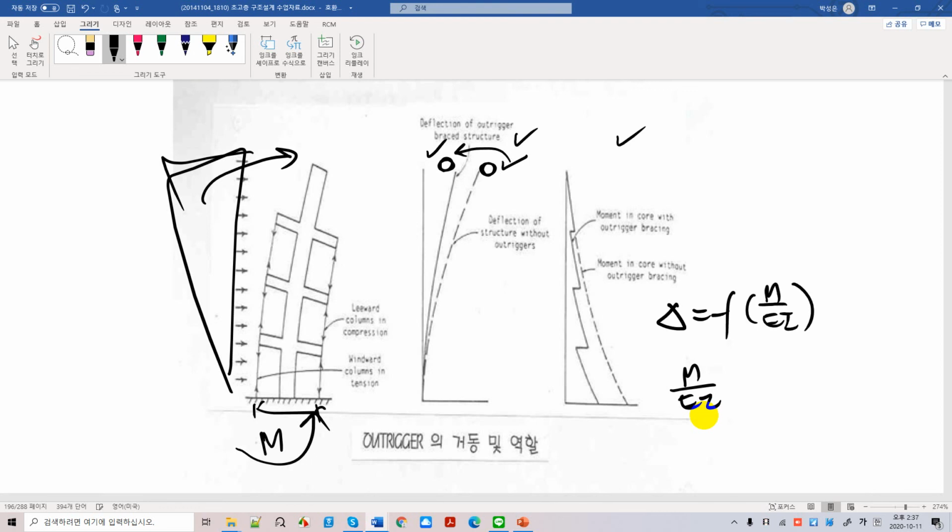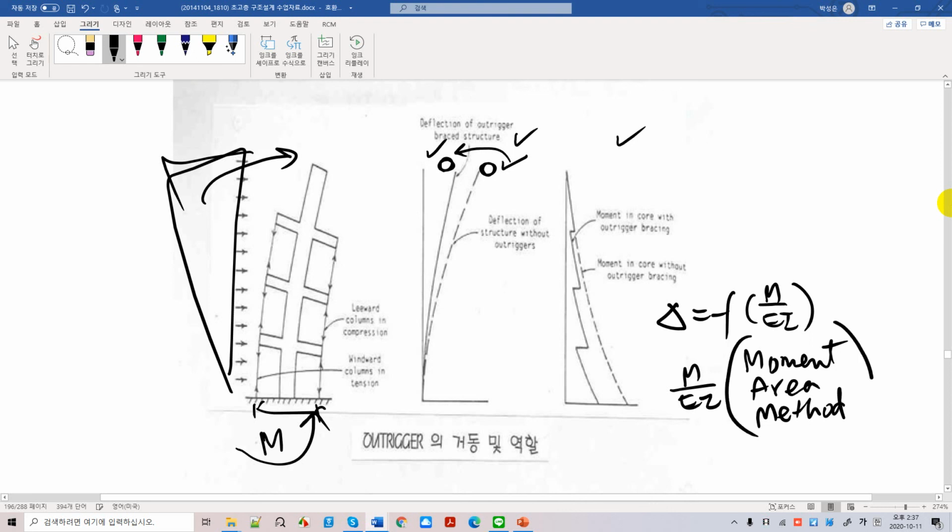So you want to go back to your structural analysis course and take a look at the deflection of the system, the moment area method. This is nothing more than the moment area method. So you go in and calculate what the moment area method is for calculating the cantilever deflections. It is very straightforward, isn't it?